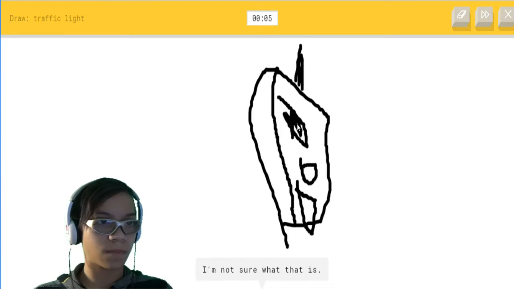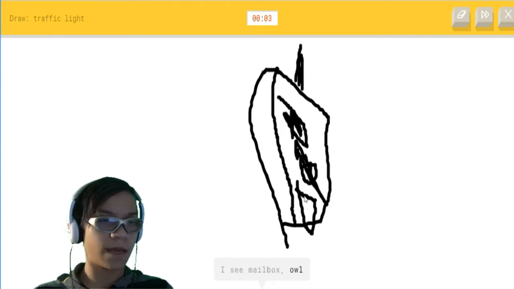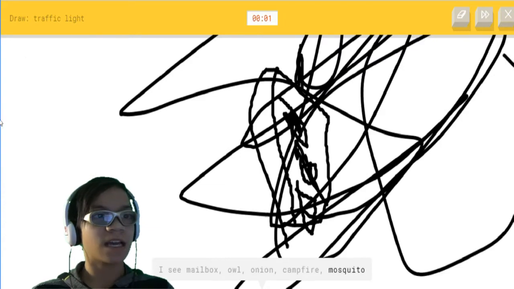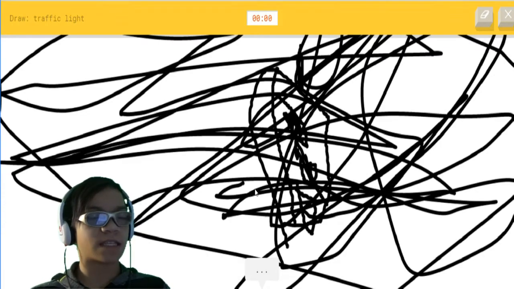I'm not sure what that is. I see mailbox. Or owl. Or onion, traffic light! Or mosquito. A traffic light! Sorry.